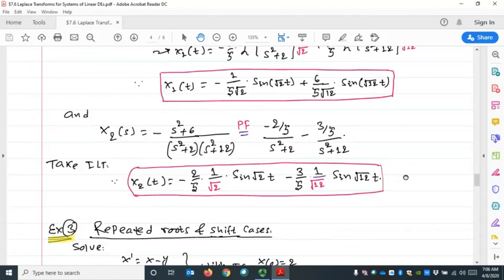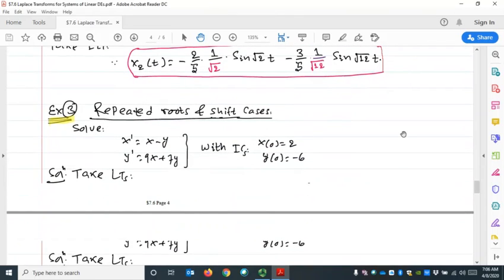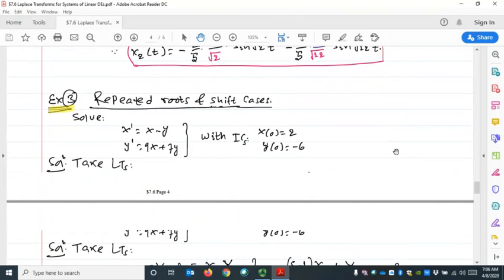Now let's move on. Let's do example 3. So solve this differential equation system. x prime equals x minus y, y prime equals 9x plus 7y, given initial conditions x0 is 2, y0 is negative 6. It's a repeated root case.